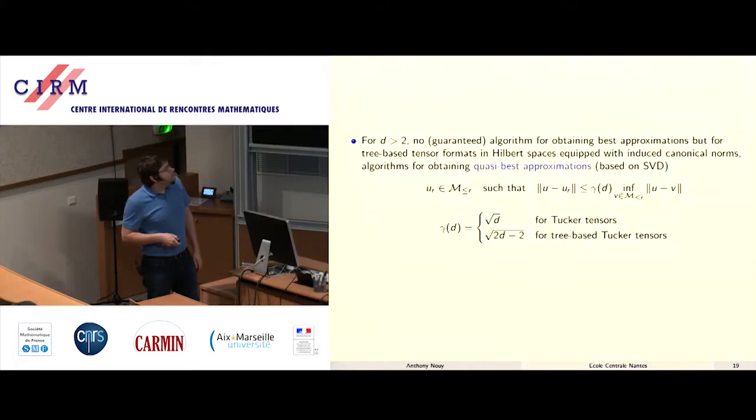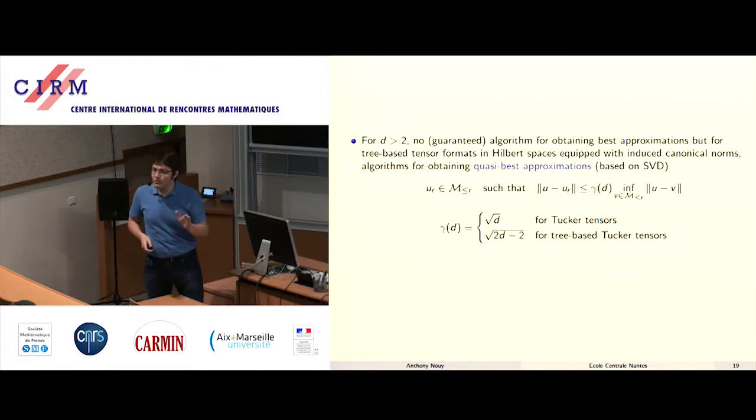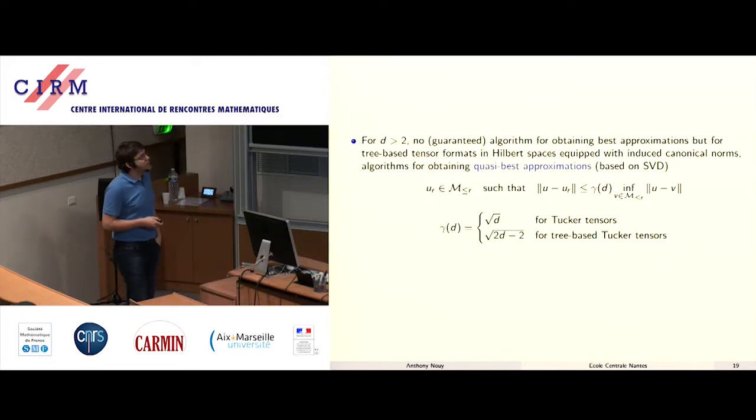Just a word about algorithms to compute best approximations. In fact, there is no guaranteed algorithm to obtain best approximations in these subsets. They are not linear spaces, nor convex sets. So you have no guarantee to obtain the global optimum. But you have algorithms that provide you a stationary point of the functional. How far is it from the best approximation? We don't know, actually. There is no algorithm available for the moment.